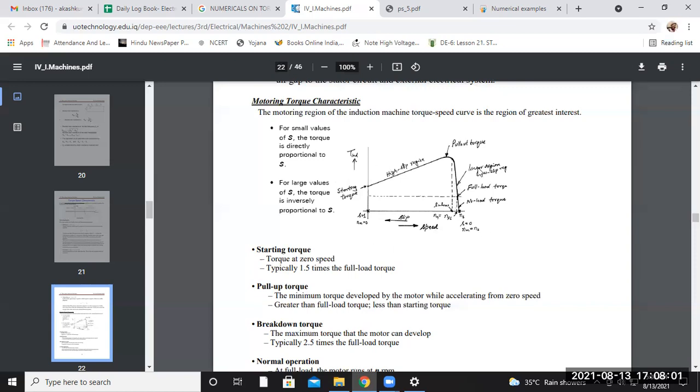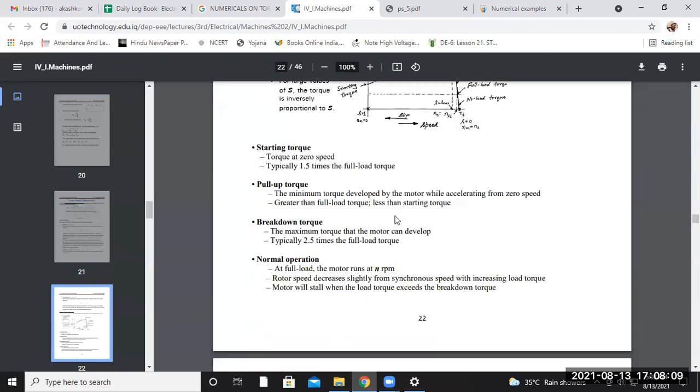Okay, so you must draw this diagram so that you can understand the basic concept regarding the motoring region characteristics of the induction machine. Now let us discuss some terminology given here. First one is starting torque. Second one is pull up torque. Third one is breakdown torque. Fourth one is normal operation.